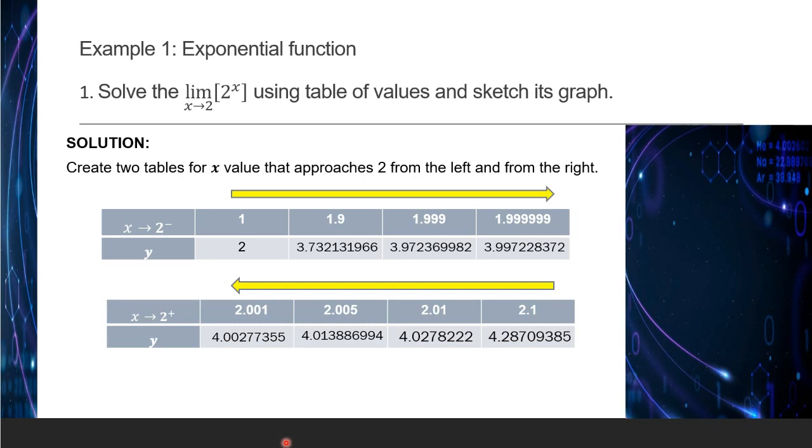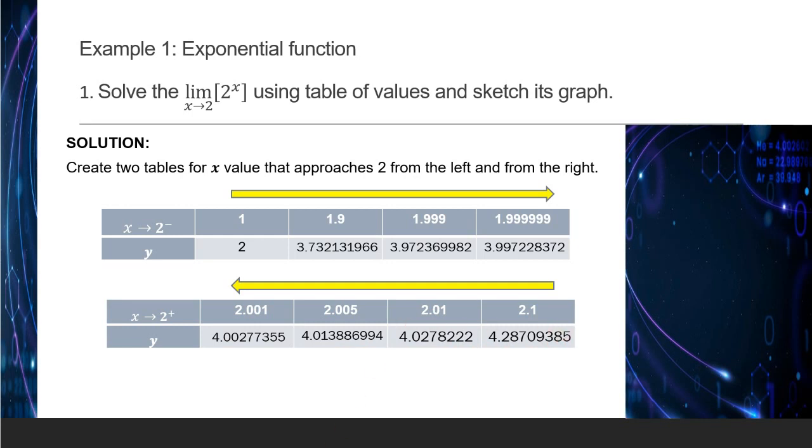Okay, so let us solve now for the values of y on the second table. So you have now the values of y. If x is 2.001, y is equal to 4.0027755. If x is 2.005, the value of y is 4.013886994. If x is 2.01, the value of y is 4.0278222. If x is 2.1, the value of y is 4.287093885. So how will you get these values of y?